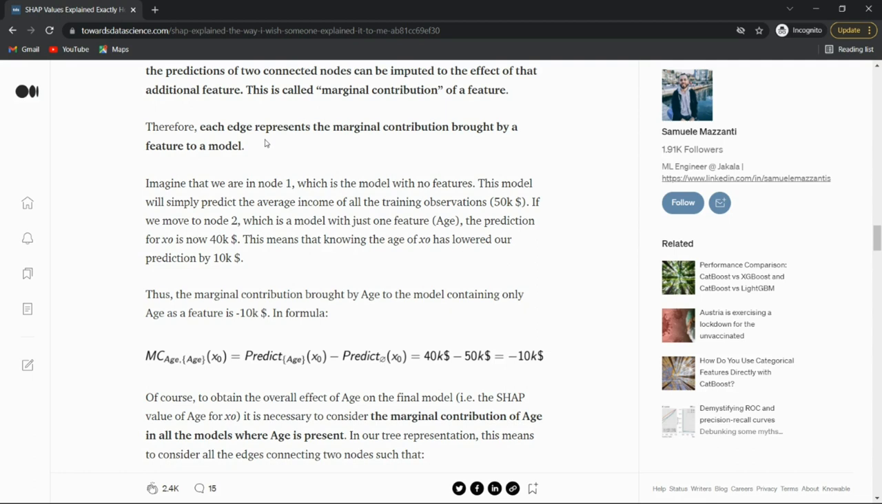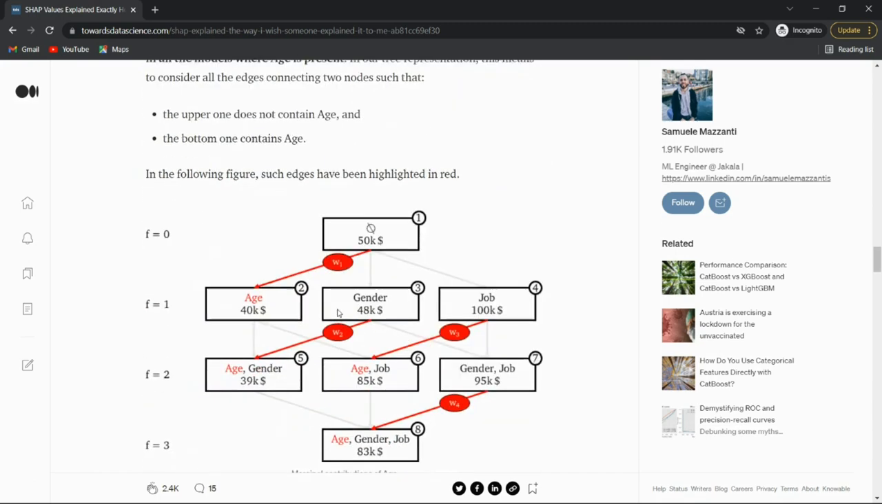Imagine that we are in node 1, so the model has no feature. So we predict the mean of all the training observations, and in our case that is $50,000. Then we move to node 2, having one feature, age, and the prediction is $40,000. The difference between the predictions is -10, and that is the marginal contribution on that edge. That contribution has to be multiplied by the weight of that edge. Now we will see how to calculate the weight of that edge.